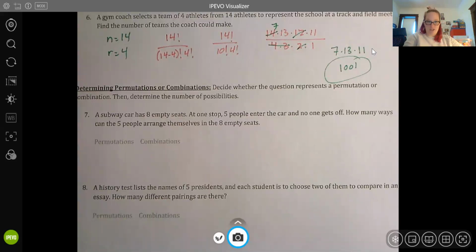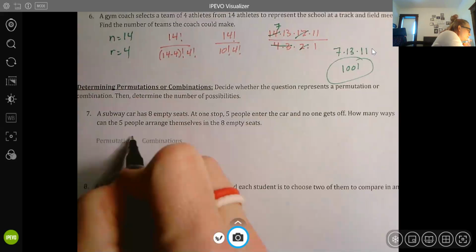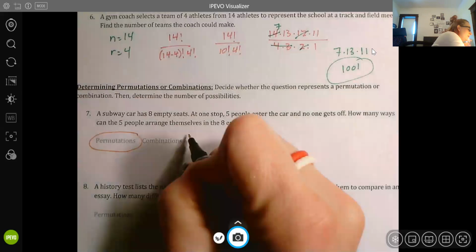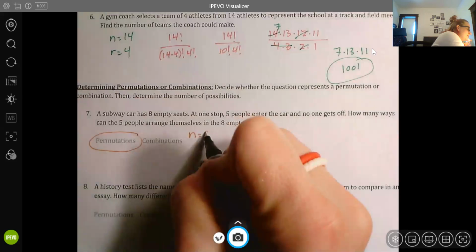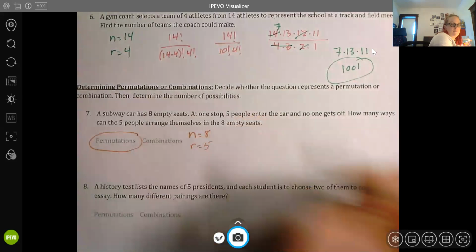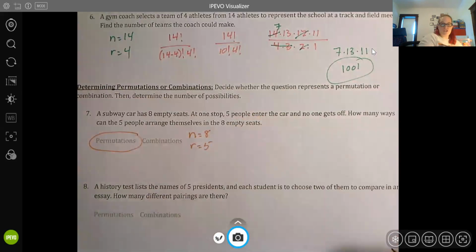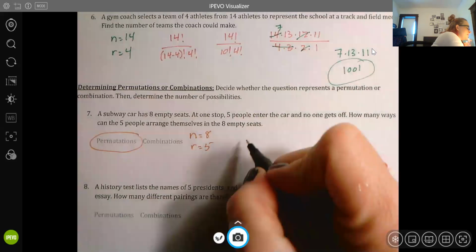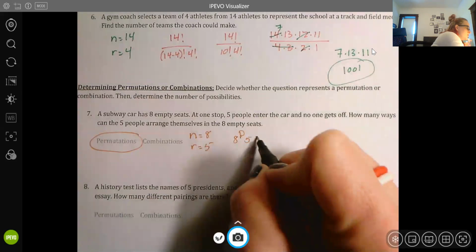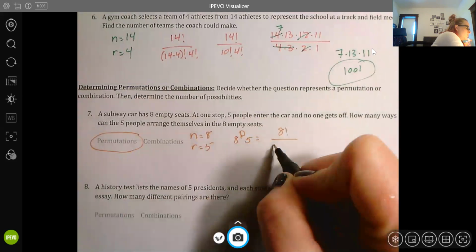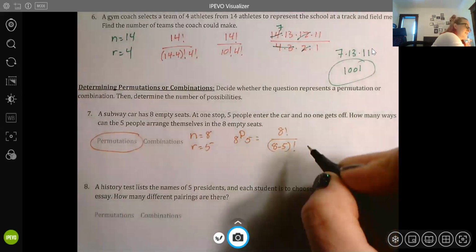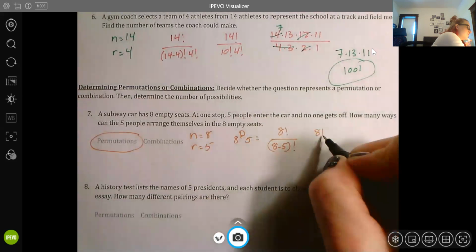Okay, so this is going to be a permutation because you're putting yourself in a seat, and that is a position. All right, so our total number of seats is 8, and we're choosing 5 of them. So N is 8, and R is 5. Now remember, our permutation formula is almost like our combination one. We have 8P5. We have 8 factorial over 8 minus 5 factorial. So if we simplify that, we have 8 factorial over 3 factorial.